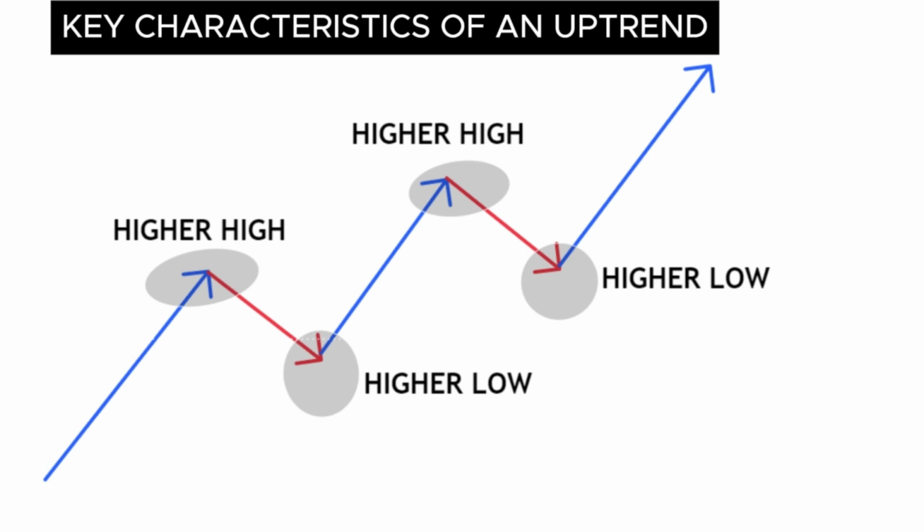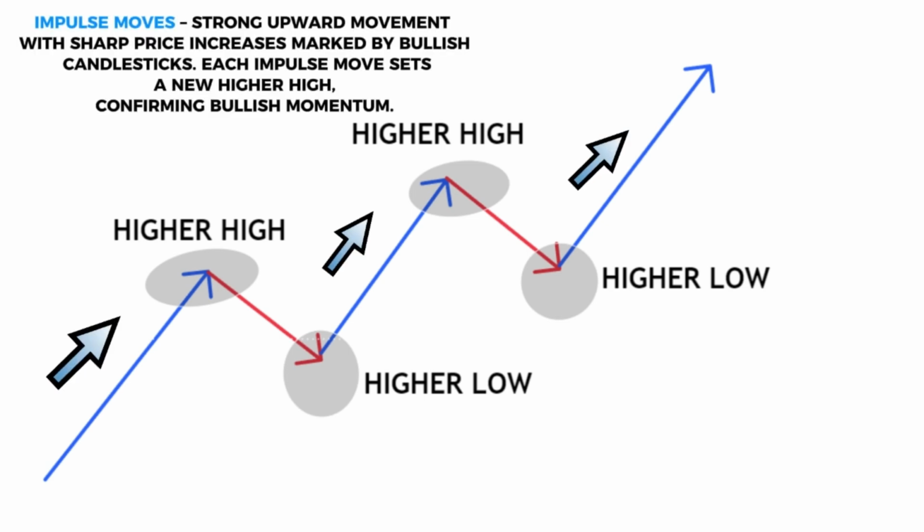Impulse moves. Strong upward movement. Sharp price surges marked by strong bullish candlesticks. Each impulse move sets a new higher high, confirming bullish momentum.